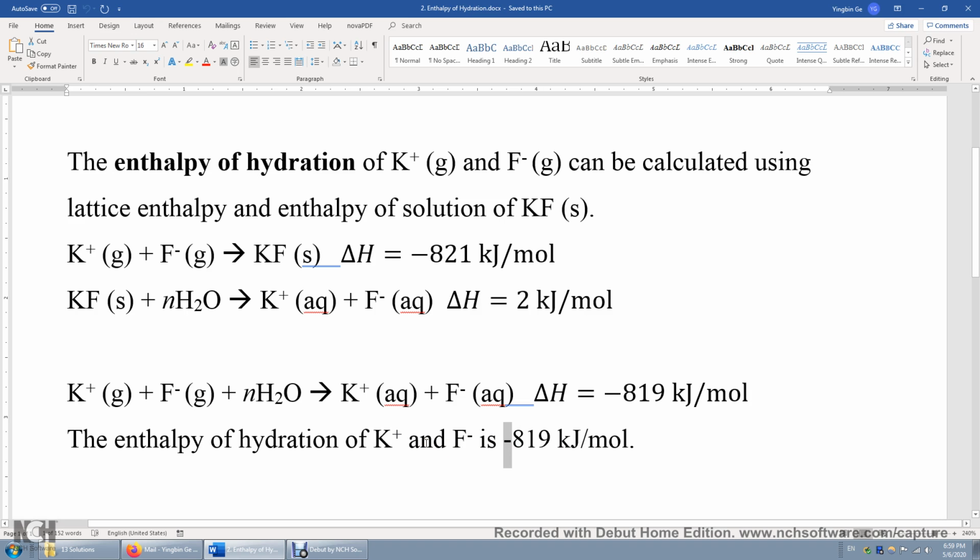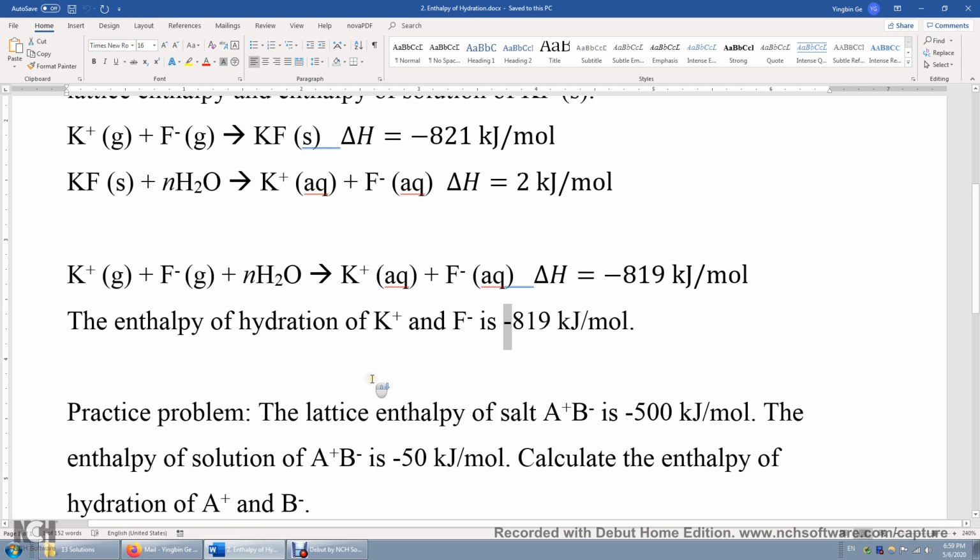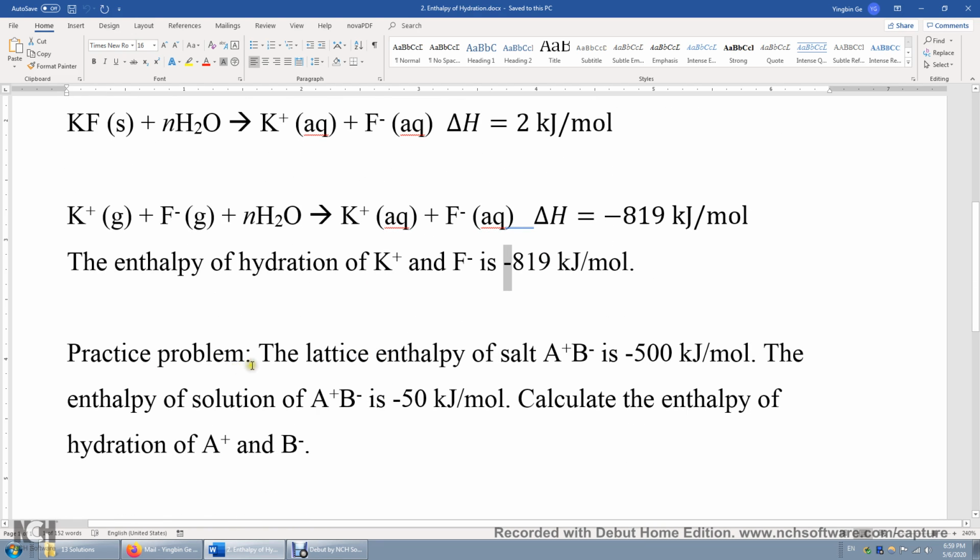Again, the enthalpy change of a process is equal to the amount of heat under constant pressure condition. And we usually do this kind of experiment under constant pressure condition. Now, practice problem. The lattice enthalpy of this salt, very general, it's A+B-, is negative 500 kilojoule per mole. And the enthalpy of solution of A+B-, this salt, is negative 50 kilojoule per mole. Calculate the enthalpy of hydration of this A+ ion and B- ion.